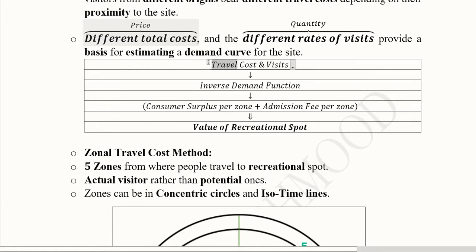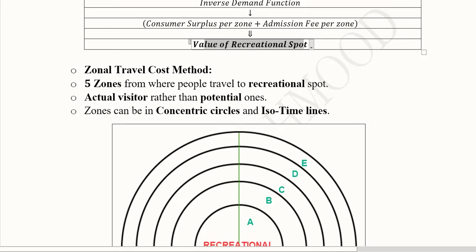So in this process, we will have the travel cost and visits, which will allow us to find out the inverse demand function, from which we can calculate the consumer surplus for individuals and for zones. And we will also add the admission fee if it is there, that is the entry fee to the recreational site, and that will give us the value of that recreational spot.